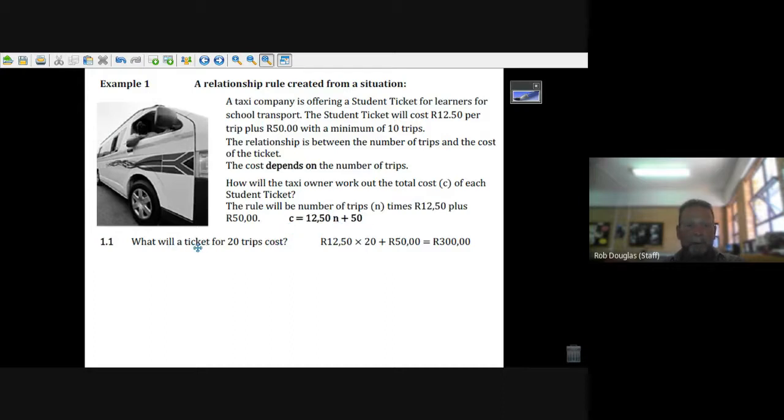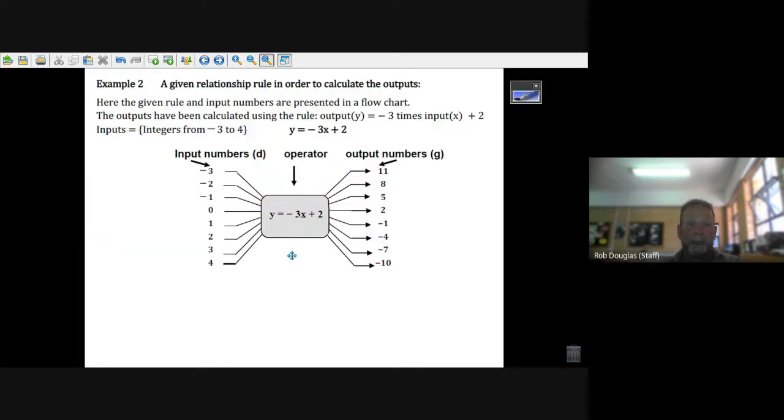So what will a ticket for 20 trips cost? Well, you just put 20 in for n: 12.5 times 20, and then you add 50, and it's going to cost 300 Rand.